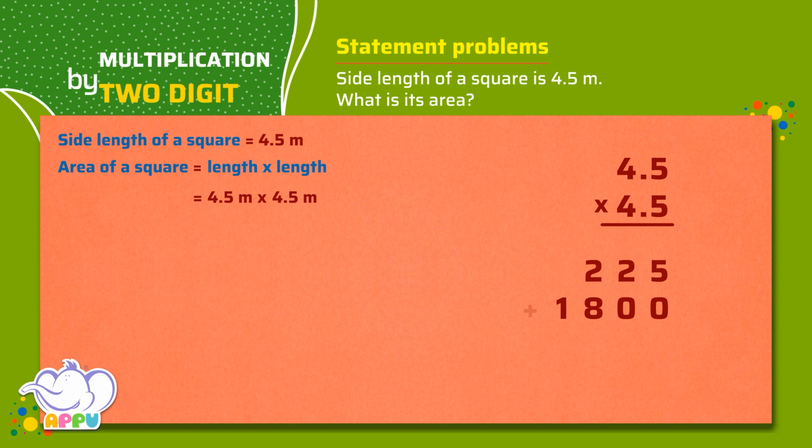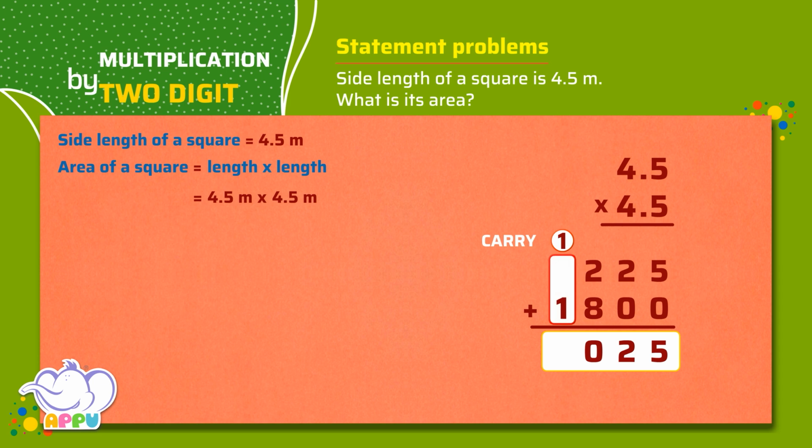Lastly, we add the numbers. 5 plus 0 equals 5. 2 plus 0 equals 2. 2 plus 8 equals 10. We keep 0 and carry 1. 1 plus 1 equals 2.